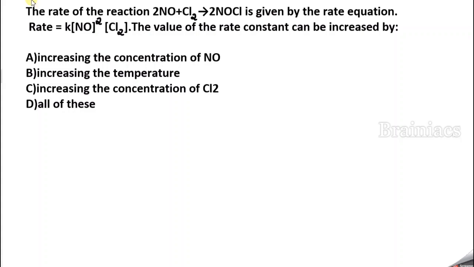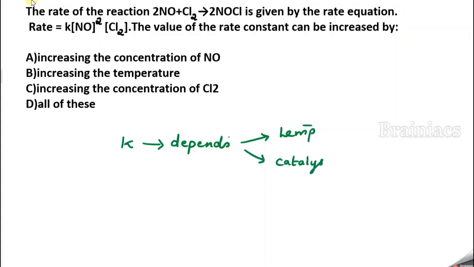Please understand, as I have told you in my lectures also, the rate constant K depends only on two factors. The first factor is temperature and the next factor is catalyst. It does not depend upon the concentration of the reactants. So how are the rate constant K and temperature related?